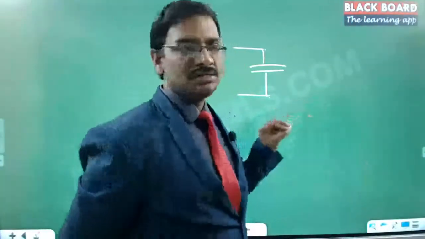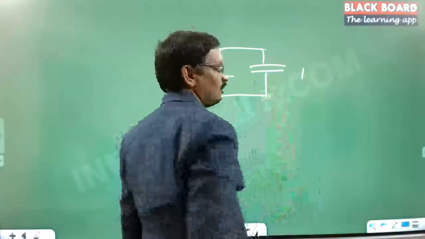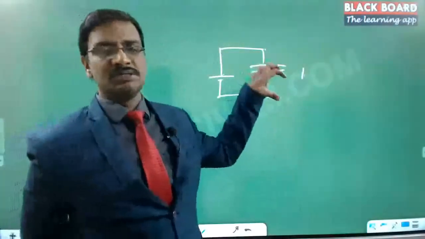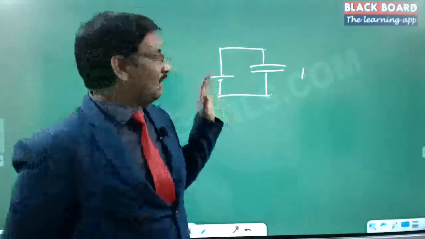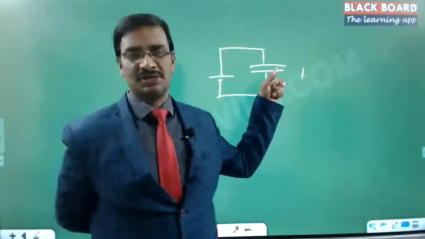So it is charged. If it is charged, then I say that this is going to be 1, or it is having the higher voltage. A certain amount of voltage is present. Even if I remove the battery, the capacitor still stores that charge.